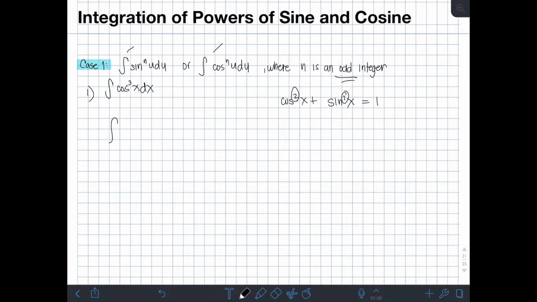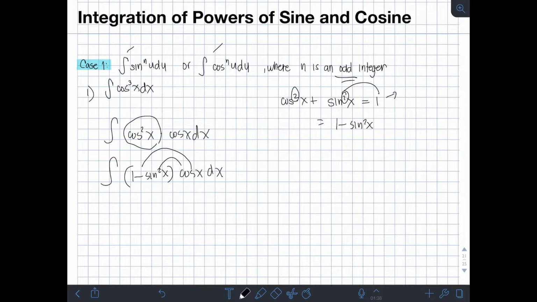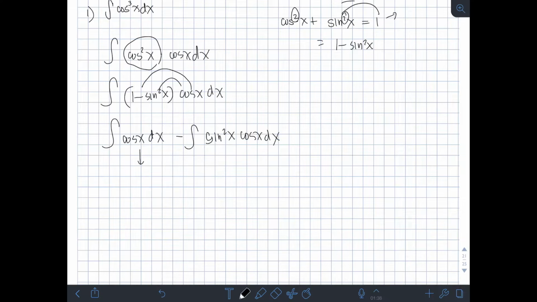And then, itong cos squared x, itatransform natin using this identity as a sine. So, equal to saan? 1 minus sine squared x, right? Transpose. So, magiging integral ng yung cos squared x is 1 minus sine squared x times cos x dx. Okay? Tapos, i-distribute natin, magiging integral ng cos x dx minus integral ng sine squared cos x dx. So, itong integral ng cos x dx, integrable na siya, right? Ano ulit yung integral ng cos x dx?